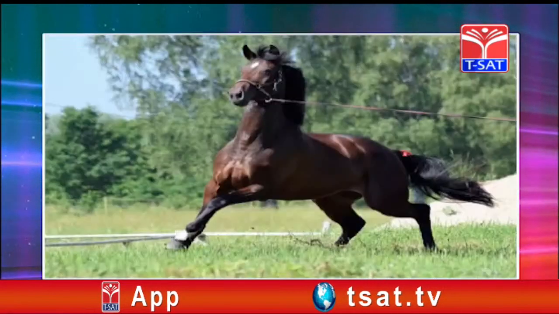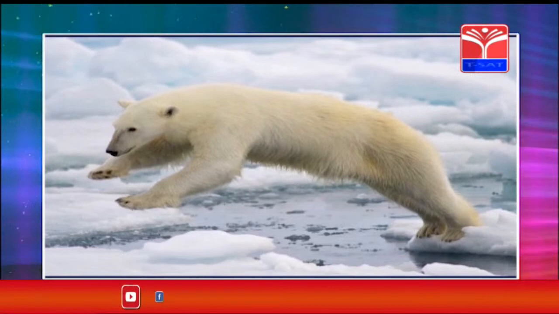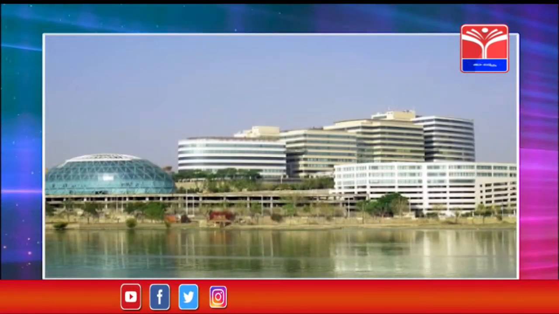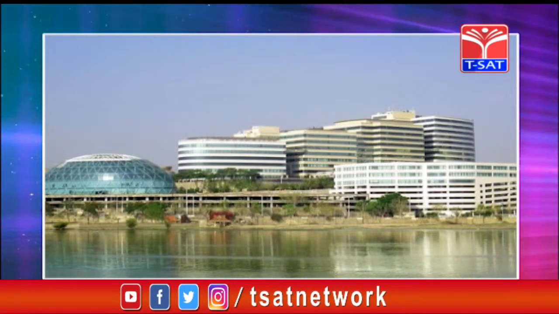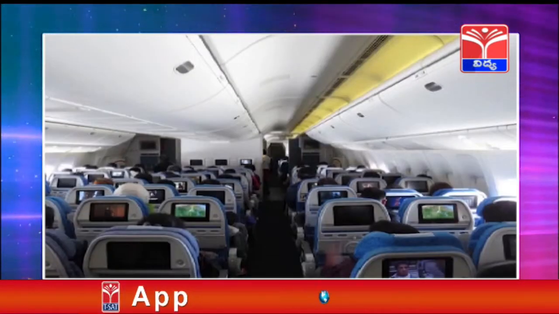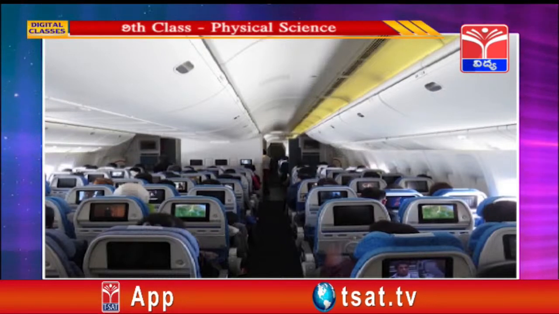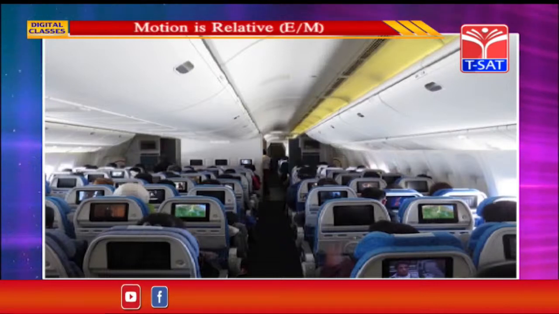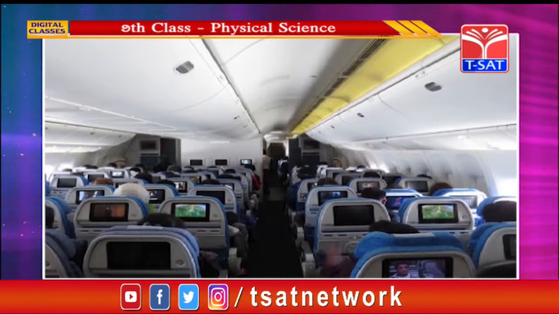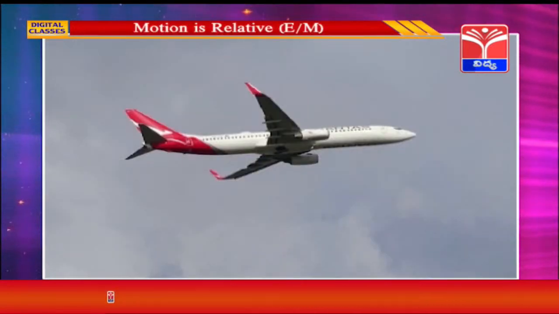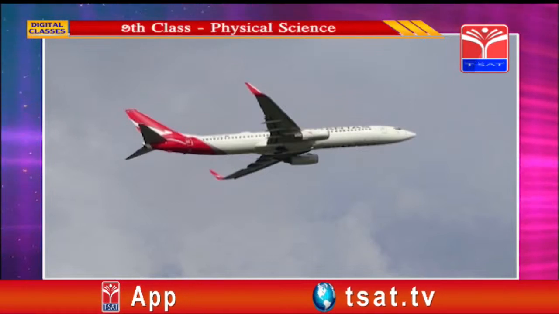Look at these pictures. These pictures show that these animals are in motion. Look at these buildings. They never appear to move because they are fixed to the ground. Let us consider another example. Here is a plane where all the passengers are flying. Inside the plane, we never feel that the objects are moving, whereas all these people along with the plane are flying from one city to another.